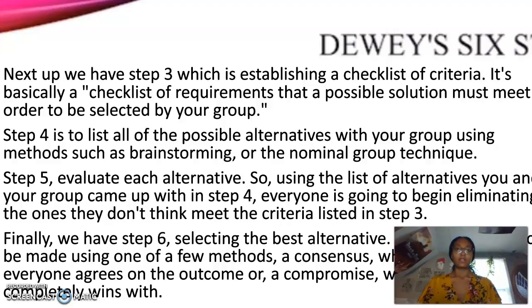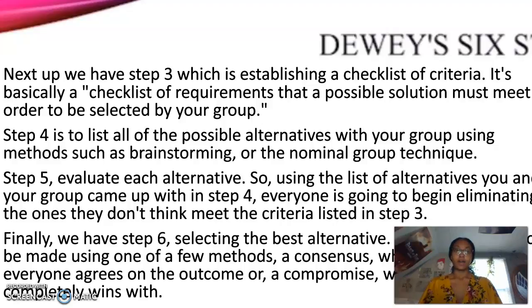Step 4 is to list all of the possible alternatives with your group using methods such as brainstorming or the nominal group technique, both of which are very good to use in several situations, not only in group projects, but just in daily life. People can use those for pretty much anything.